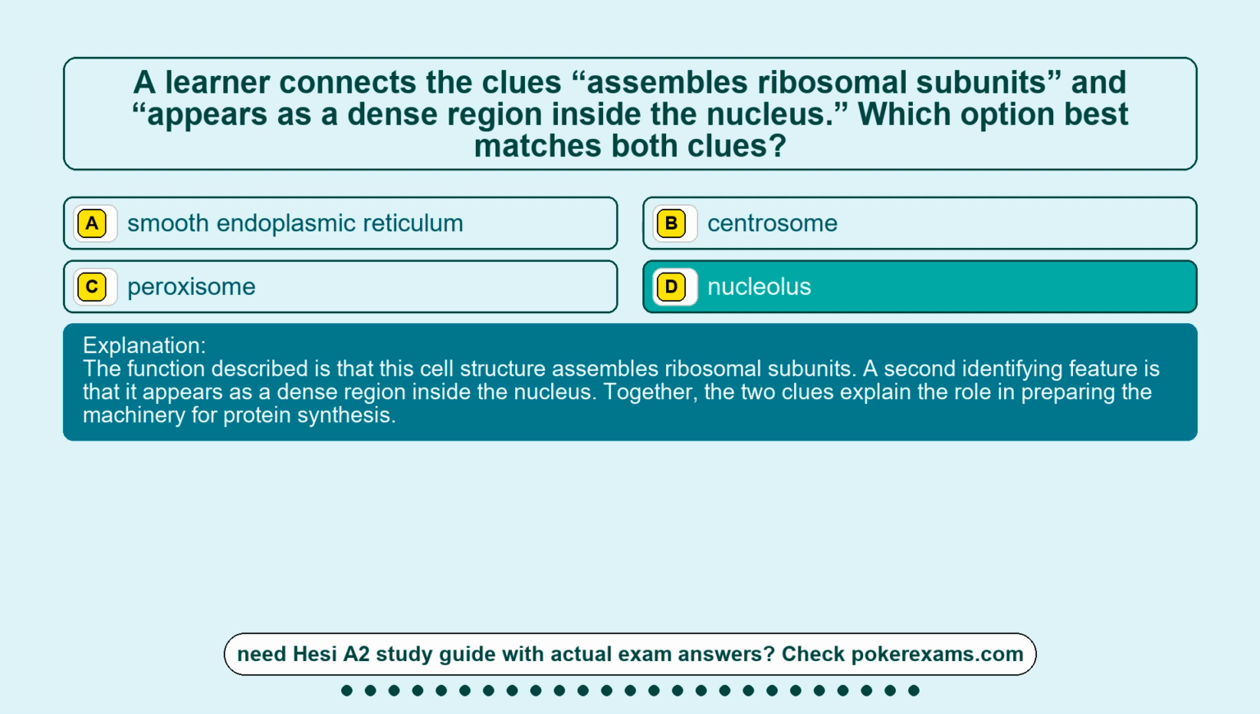The function described is that this cell structure assembles ribosomal subunits. A second identifying feature is that it appears as a dense region inside the nucleus. Together, the two clues explain the role in preparing the machinery for protein synthesis.